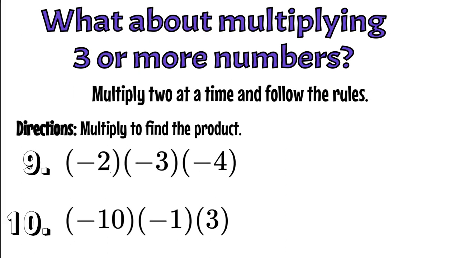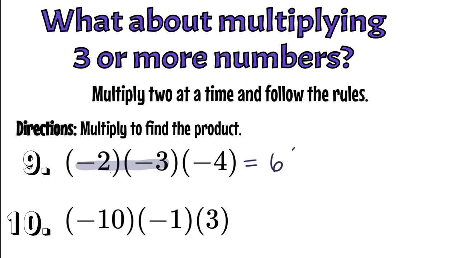What if we're multiplying more than two integers? Here, we multiply 2 at a time and follow the same rules. When you first start doing problems like these, you might want to take it one step at a time. So I'm going to start by taking the product of negative 2 and negative 3. That's going to be negative times a negative, which is going to give us a positive. 2 times 3 is positive 6.